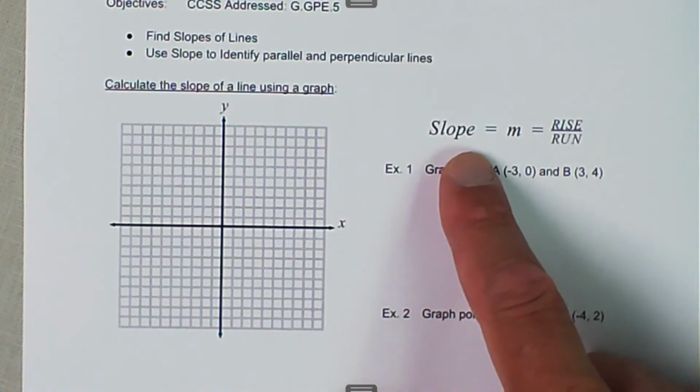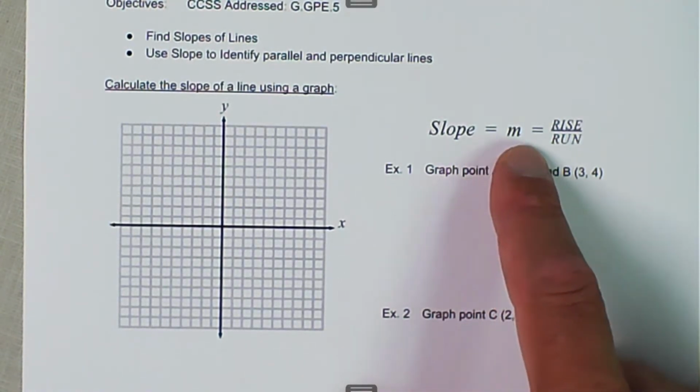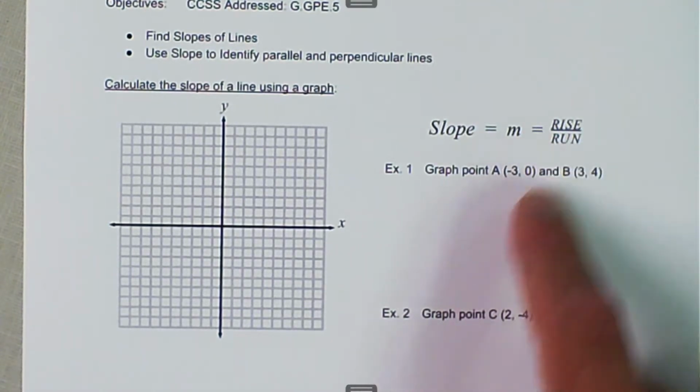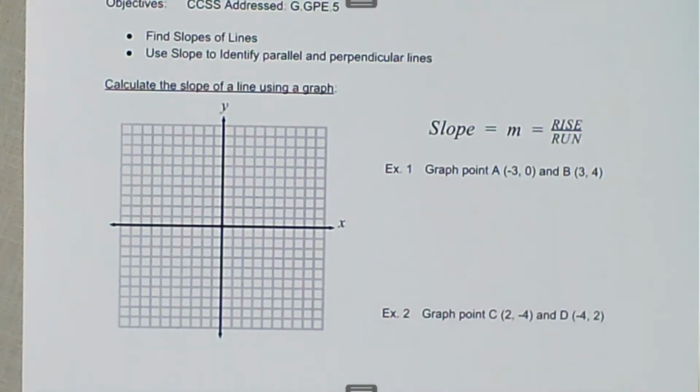And we can see that slope is represented by m in our equation. Remember, y equals mx plus b. And that is rise over run, or y over x. And so when we go to graph this, we can graph both of these 2 points here.